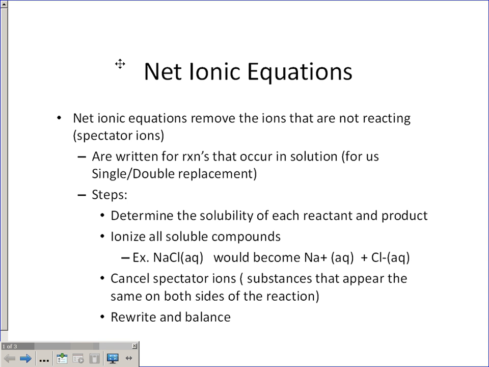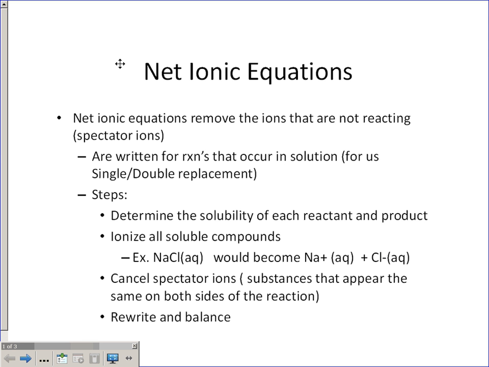Alright, our last bit of notes for this unit is net ionic equations. Net ionic equations are equations that are written for double replacement reactions that remove the spectator ions. So remember when we talked about double replacement reactions, we talked about the formation of a precipitate. The spectator ion is any ion that does not take place in the formation of that solid.